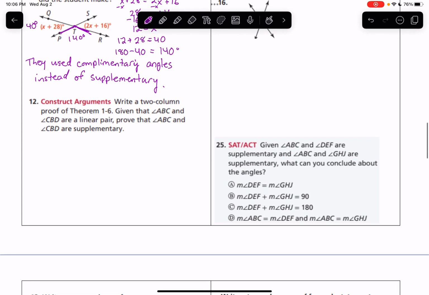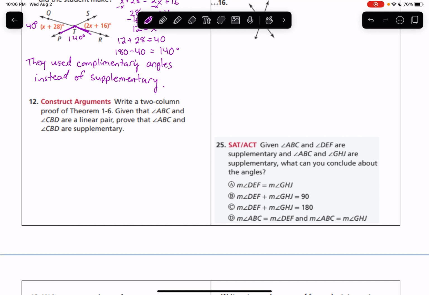Number 12, write a 2-column proof of theorem 1-6. And then it tells us theorem 1-6. It says, given that ABC and CBD are a linear pair, prove that ABC and CBD are supplementary.